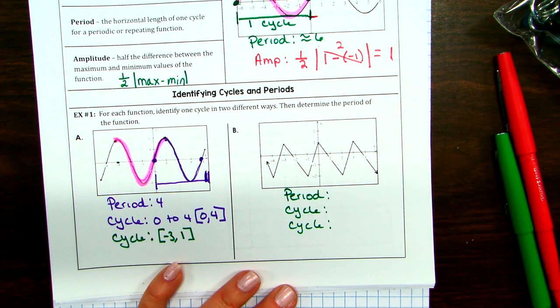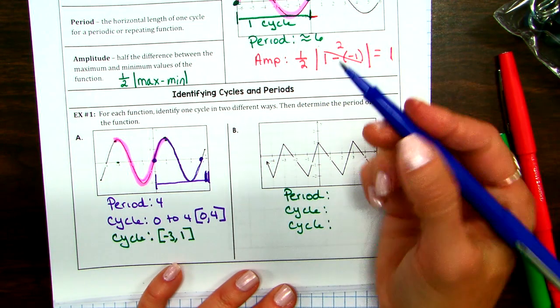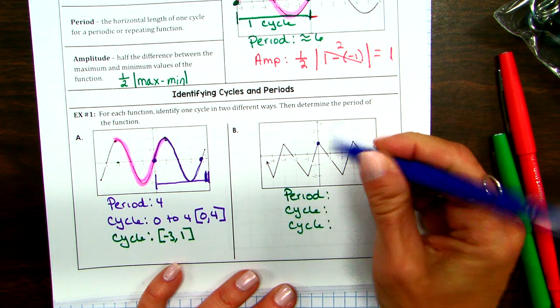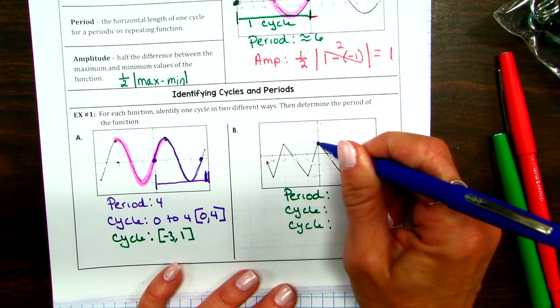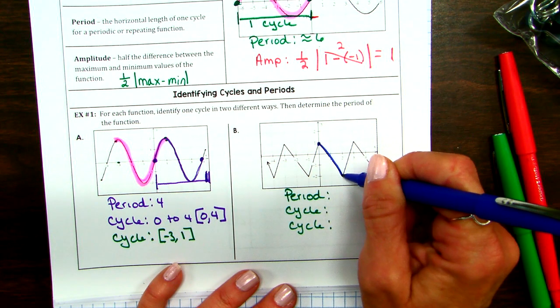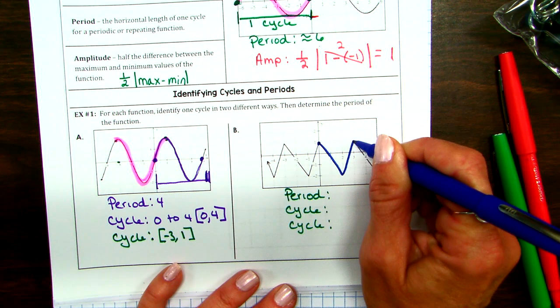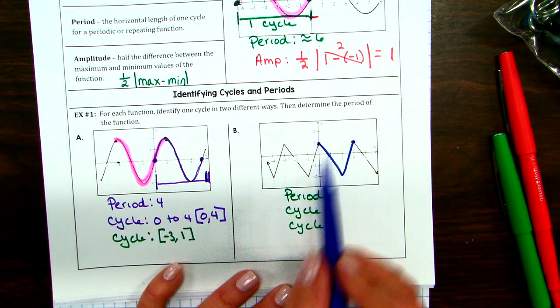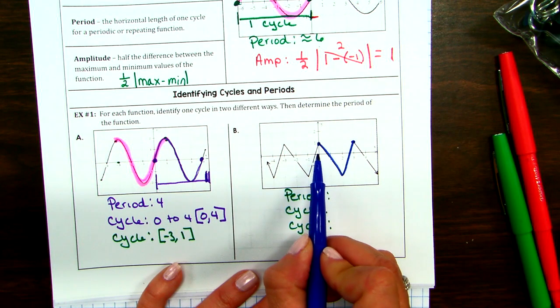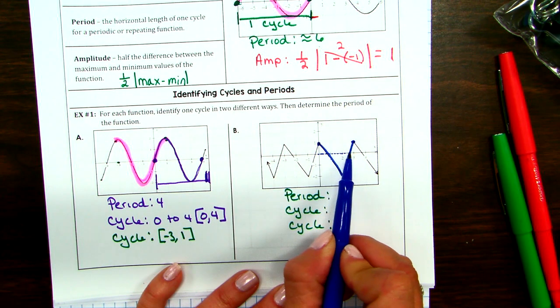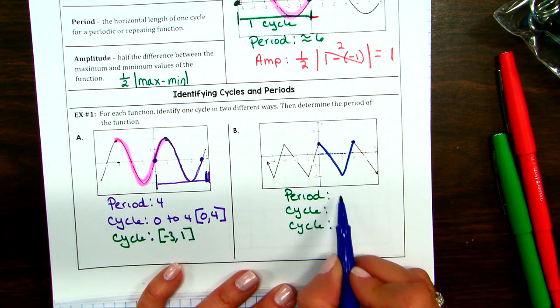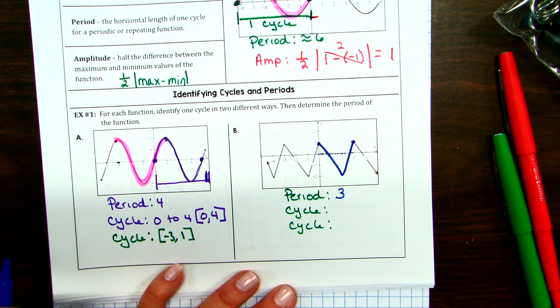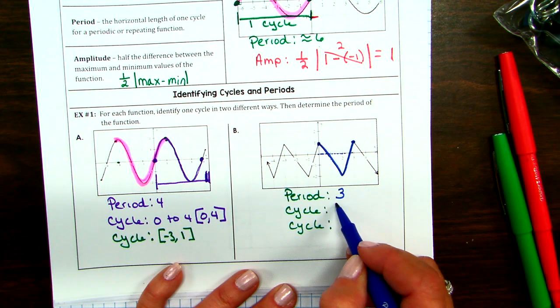Again, let's pick a starting point. Pick a starting point. Doesn't matter. I like to start at 0. So if I start at x is 0 and I go a full, complete the pattern and end up where I started, that right there would be 1 period. How much of the x-axis did I use? From 0 to 3. That means my period is 3.